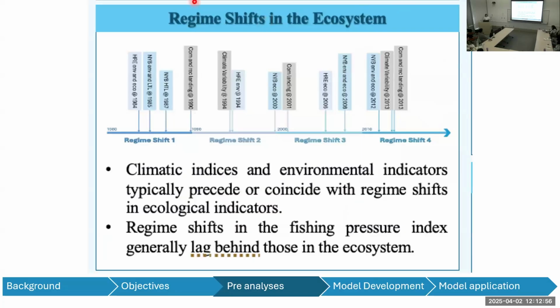By conducting regime shift analysis, we found that changes in ecosystem indicators are following the cues from climate change indicators instead of fishery indicators, which may indicate that instead of fishery pressure, environmental changes might be the primary stressors that regulate the ecosystem dynamics.